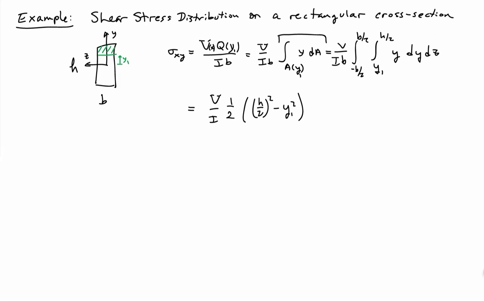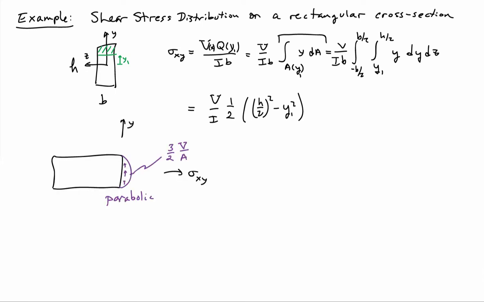If I plug that all in, I get V at the given cross-section divided by the moment of inertia I, times 1/2 times (h over 2) squared minus y1 squared. This gives me the stress at any location x and y1. If I plot that shear stress, it will be a parabola. It's 0 at the top and bottom faces of the beam, and takes its maximum value right in the center, where the maximum value is 3/2 V over A, so it's 50% larger than the average value you calculated just by dividing the shear force by the area.